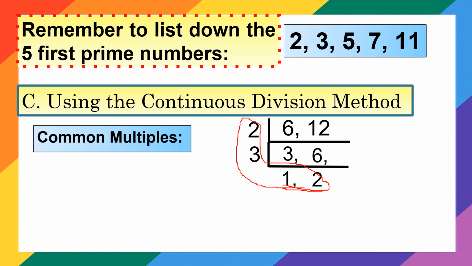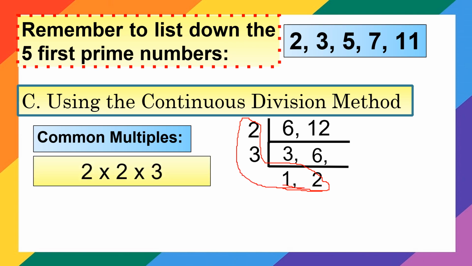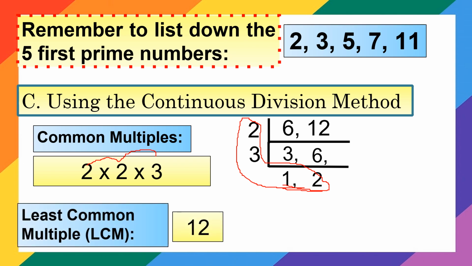Okay, so we have 2 times 2 times 3. We will not write down 1 anymore. So we're going to use 2 and 3 here. So 2 times 2 times 3. And if you're going to multiply this, the answer is equal to 12. Why 12? 2 times 2 is equal to 4, and 4 times 3 is equal to 12. Therefore, the LCM for these two numbers using the continuous division is equal to 12.